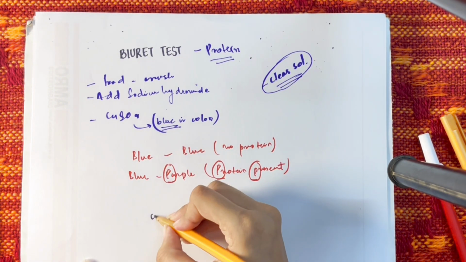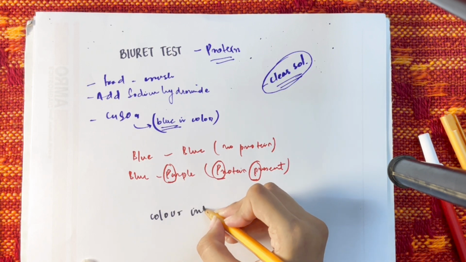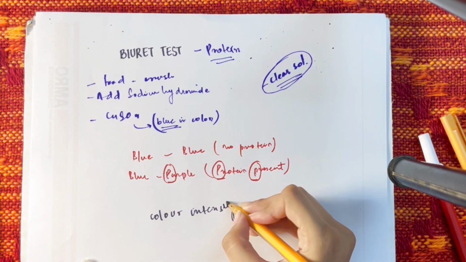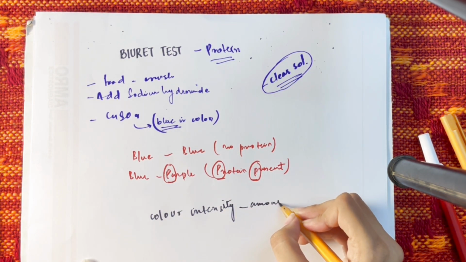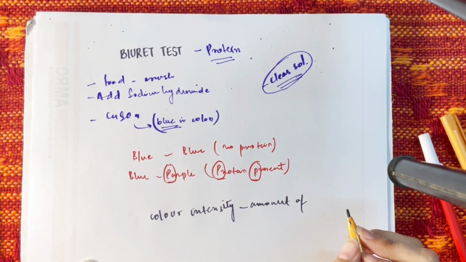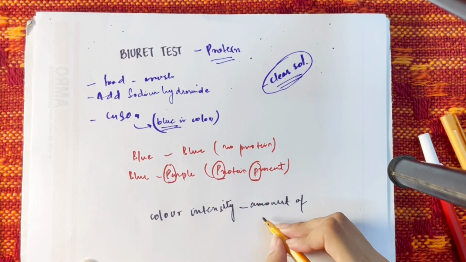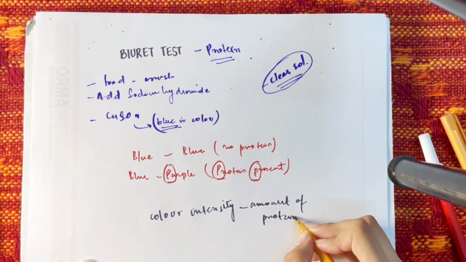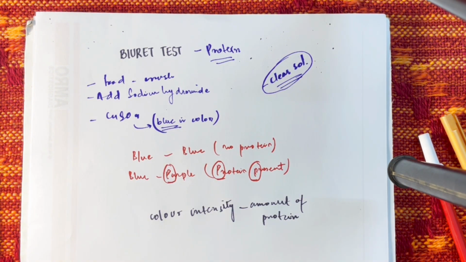Also, the color intensity tells us the amount of protein that is present. The deeper the purple color appears, the more protein is present in the solution. This is all you need to learn about the biuret test.